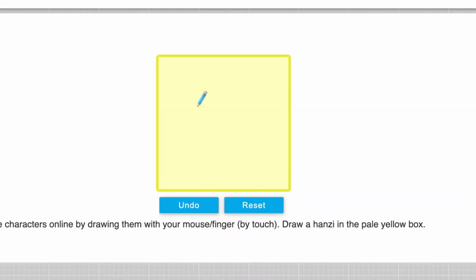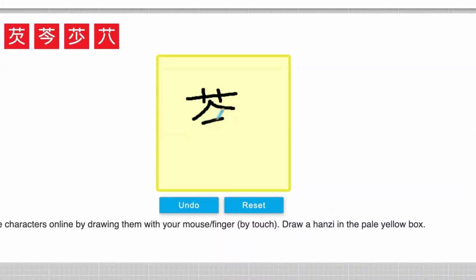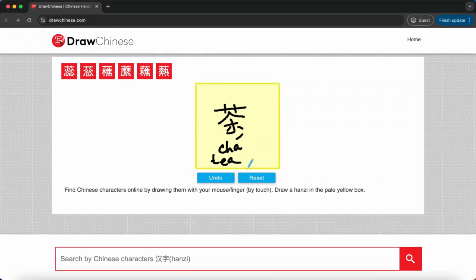A very similar looking word is cha. Cha, second tone, and it means tea. There's no complication here. You can just say I like to drink tea. You can say I like to drink cha.